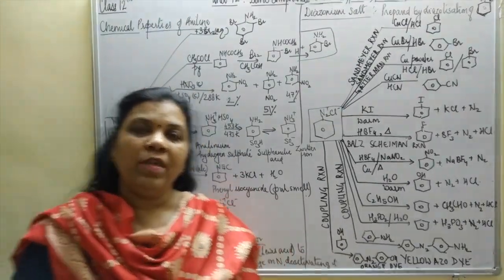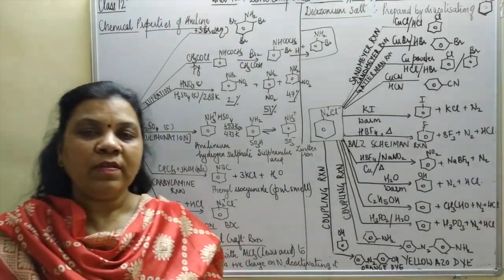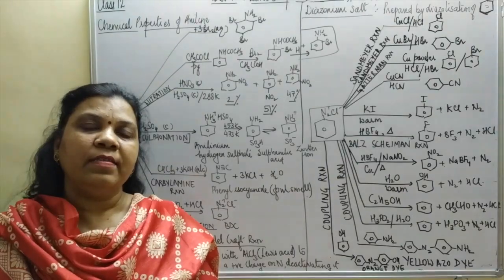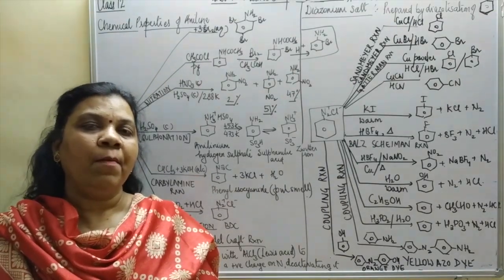So this is all about the chapter amines and diazonium salts. So just prepare this chapter thoroughly and solve the NCERT exercises given at the back. Thank you.